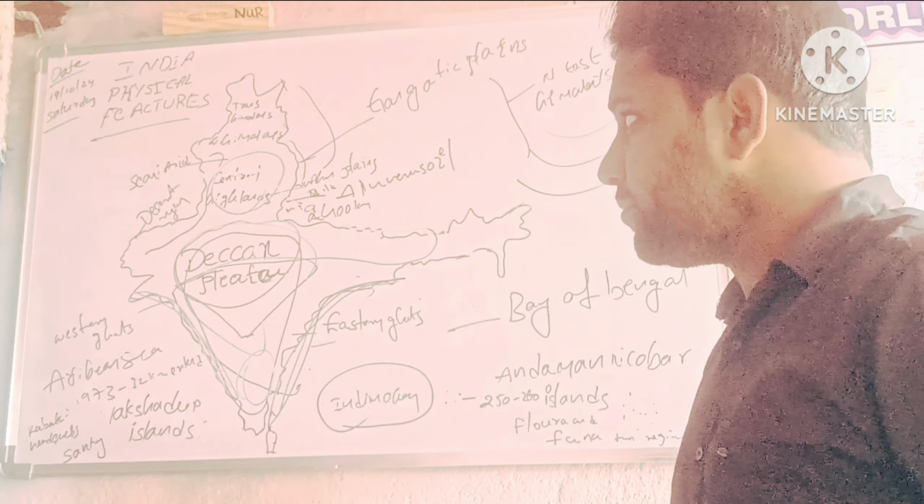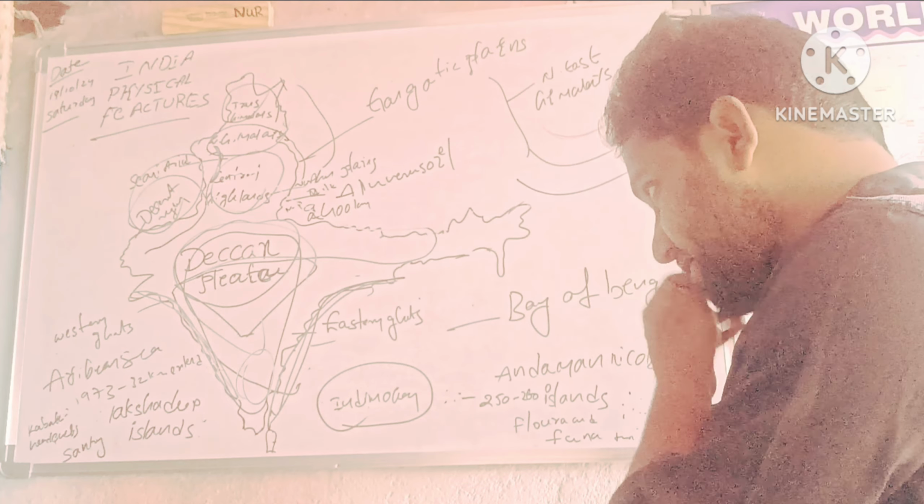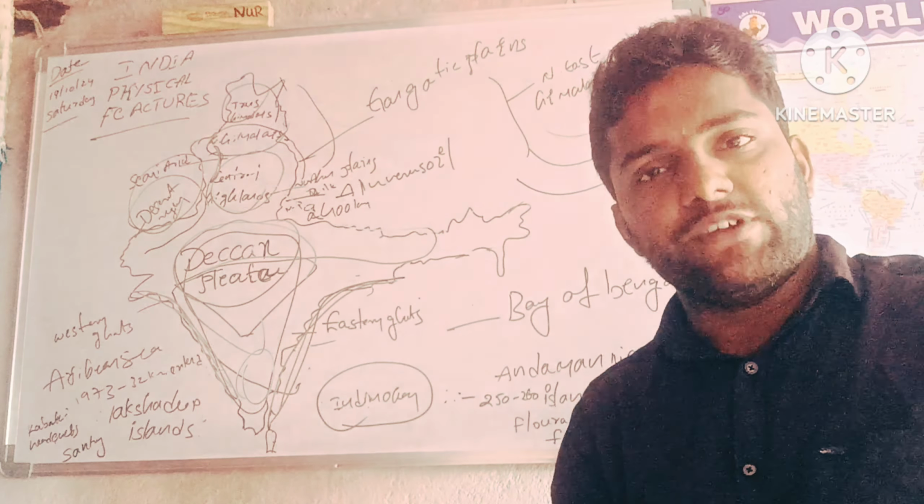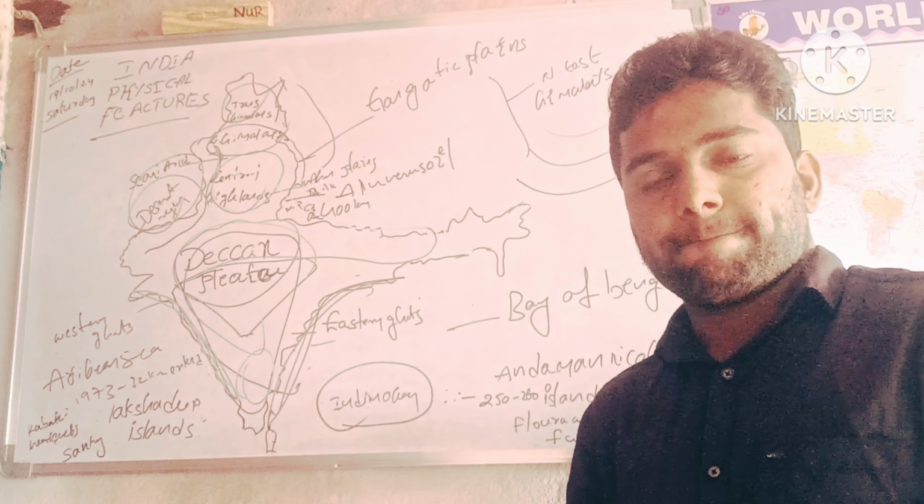Like the desert region, that's why we call it the desert region. The Trans-Himalayas, in the northern upper part of India, and the downside we call the Western Himalayas. Okay, so this is the total content of the topic, physical features of India. Thank you.